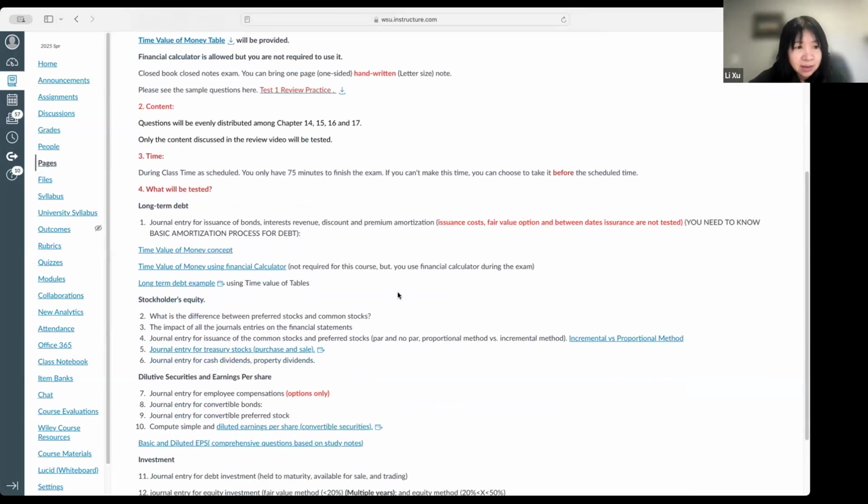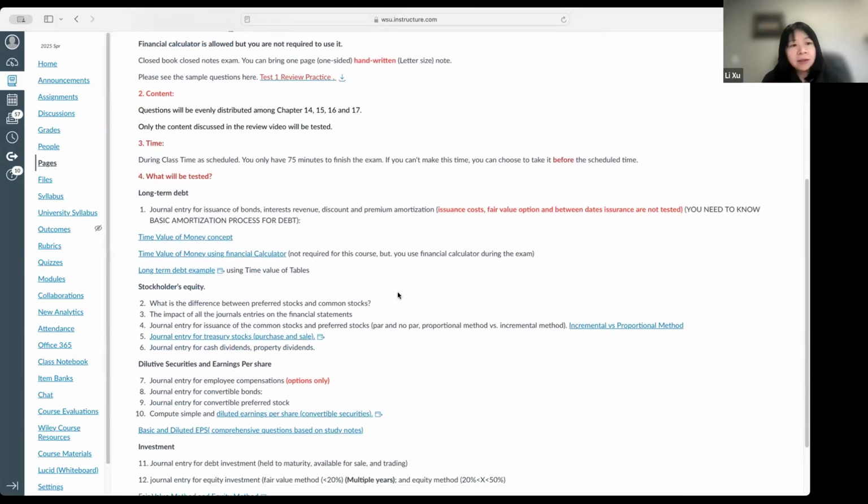So what will be tested? First one, long-term debt. We're not going to test the time value of money review chapter. Instead, we're just going to test the time value of money in different chapters. So the first one is long-term debt. For this, you need to know at least one amortization table. I will ask you to create one amortization table, okay? You only need to do it once.